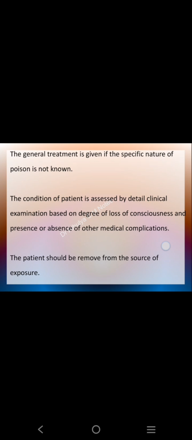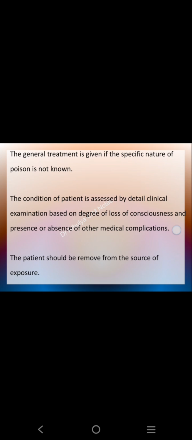And first of all, the patient should be removed from the source of exposure. That is, if we do not know which poison that patient has taken, we want to follow the general guidelines in case of poisoning. And if we know the specific nature, we can do the treatment according to that. That is, which type of poison that person has taken. So, first of all, we have to assess that person, whether he is conscious or not.